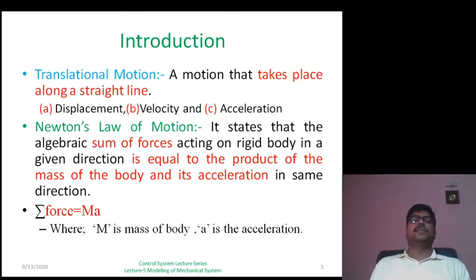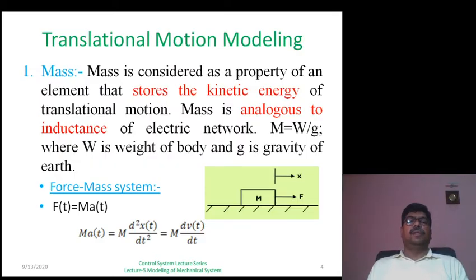In a translational motion, what happens actually? Translational motion takes place in a straight line, and in this there may be displacement, velocity, and acceleration. Before moving further, let us review Newton's law of motion, which states that the algebraic sum of forces on any rigid body in a given direction will be equal to the product of mass and its acceleration in the given direction. So it represents the force, and in the mechanical system the mass is considered to be storing kinetic energy. So it is analogous to the inductance of the electric circuit or network.